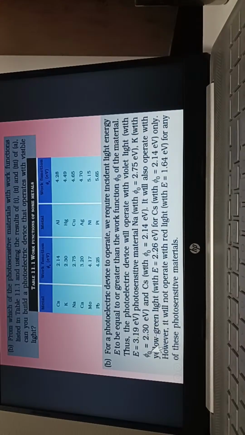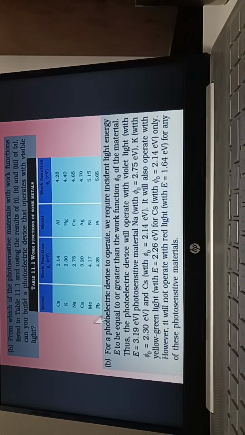So with the work function this much, 2.30, which is the work function? Potassium and cesium. It will also operate with yellow green, yellow color also, 2.26. 2.26 means cesium is less, potassium is less, sodium is less. All of these you can get photoelectric emission by yellow color.